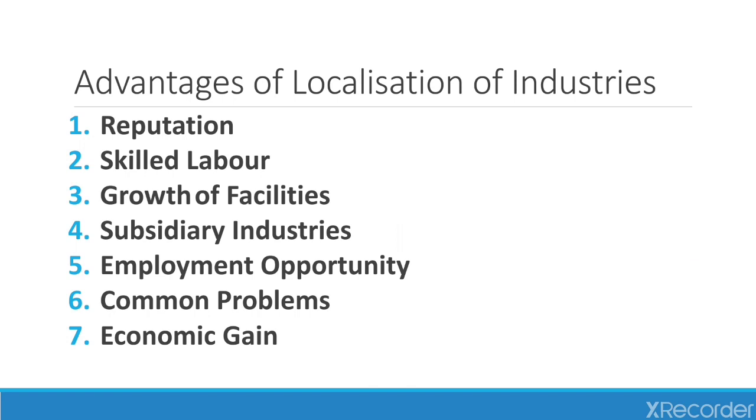Employment opportunity. With the localization of an industry in a particular locality and the establishment of subsidiary industries, employment opportunities considerably increase in that locality. Common problems. All firms form an association to solve their common problems, secure or facilitate agencies, come together, establish research laboratories, put pressure on government to provide more services, publish technical and trade journals, and open training centers for technical personnel. As a result, all firms benefit.